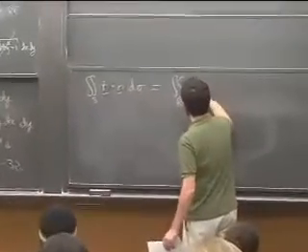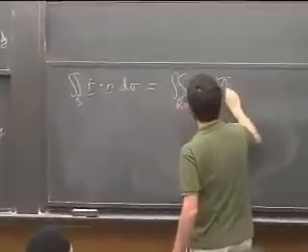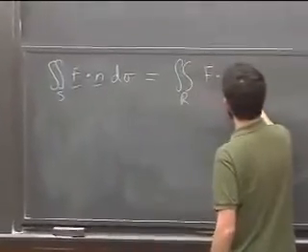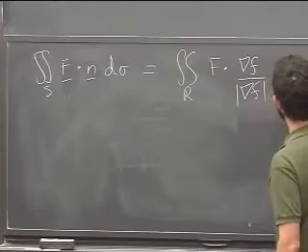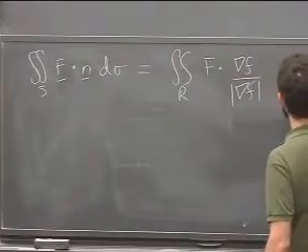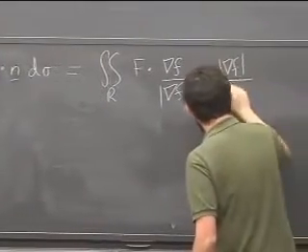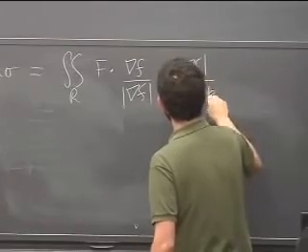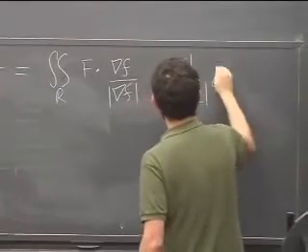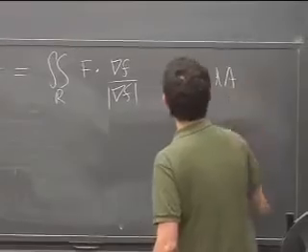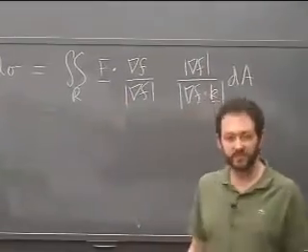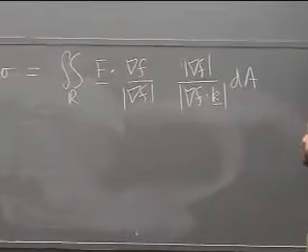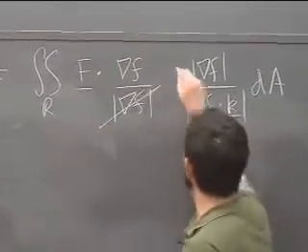You're going to have F dot grad f over grad f, and then the d sigma is grad f over grad f dot k dA. Capital F is the field, small f is the surface, or the equation of the surface. So actually, yes, these do cancel always.